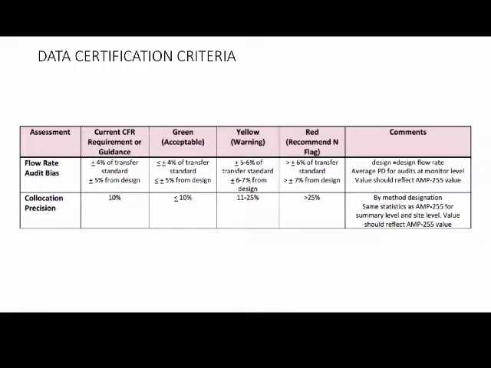The same thing is true for PM2.5. The criteria for PM2.5 are based on the precision, the flow rate checks, and the semi-annual flow rate audits. Again, similar to ozone, there's a green, a yellow, and a red, and they all correspond to the appropriate level of variability in the data that are all related back to the DQOs.